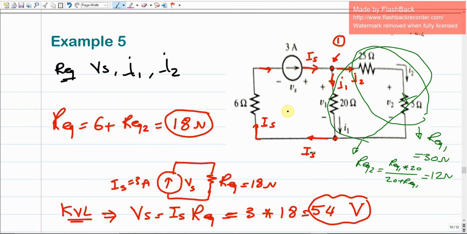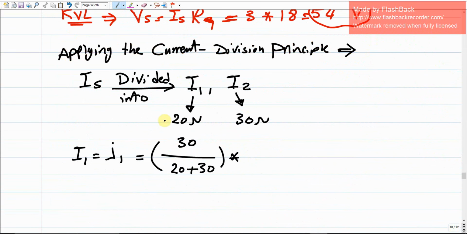This is the total source current, which is 3 ampere. So it's going to be 3. If we did the calculations, we end up with 30 over 50 times 3. So this is going to give us 1.8 ampere. How about I2?